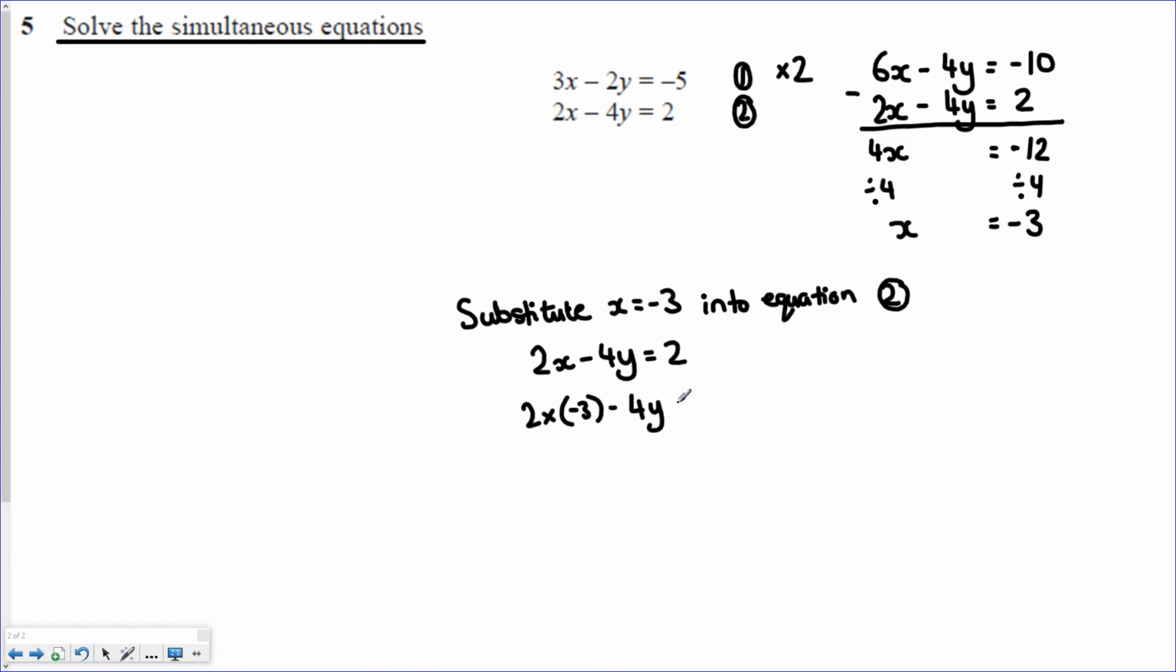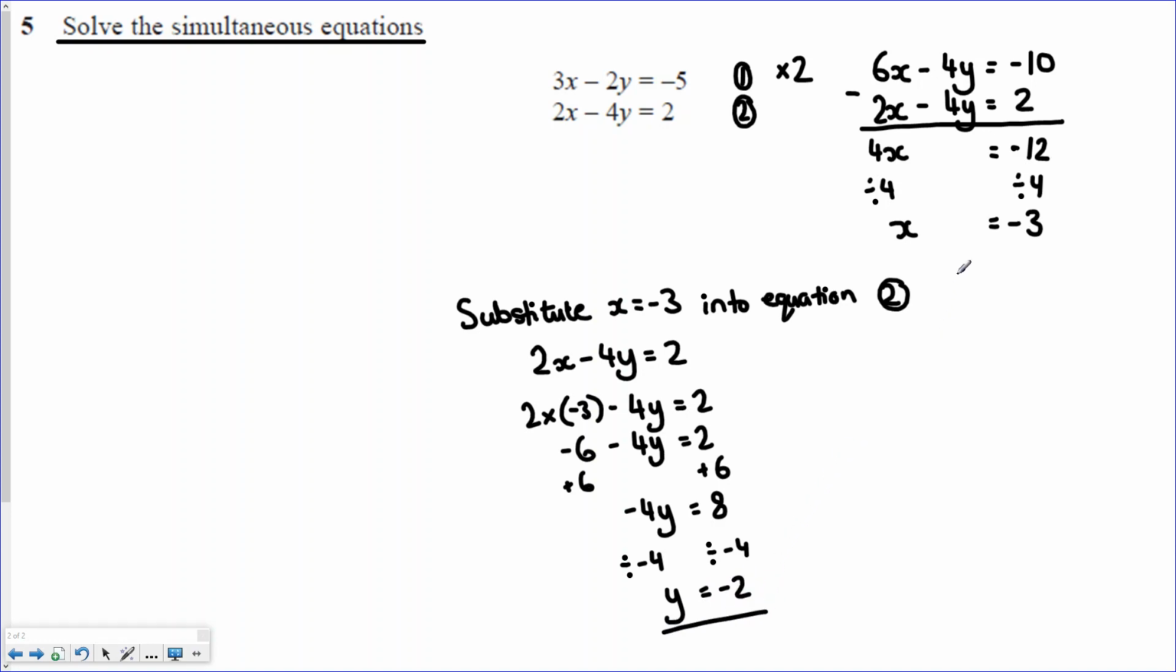Minus 4y equals 2. Now 2 times negative 3 will give us negative 6. Minus 4y equals 2. I need to solve this equation, so I need to add 6 to both sides. So I have negative 4y equals 6 plus 2 is 8. And now I need to divide both sides by minus 4. That's going to give us our y value. So y equals minus 2. So we have our two answers. We've worked out the value of x and we've worked out the value of y.